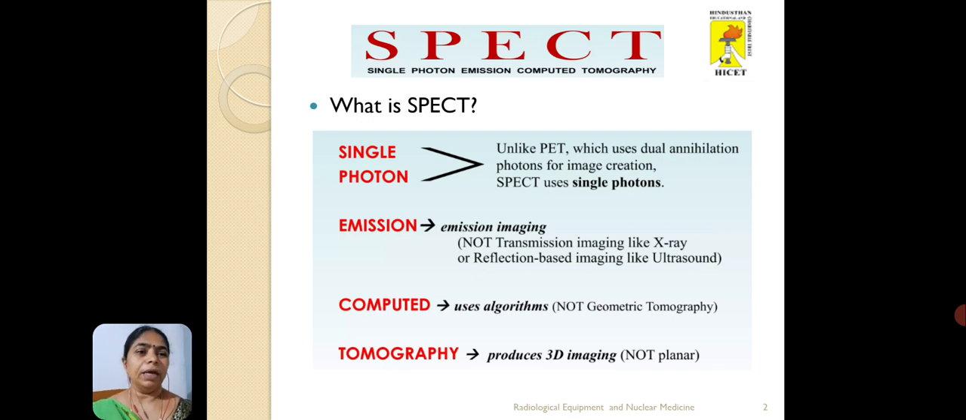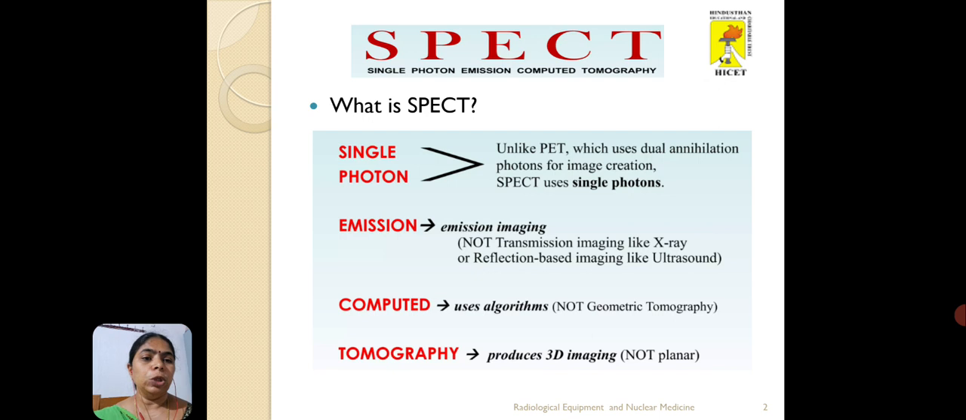For example, in X-rays we are transmitting the X-rays and recording the images based on transmission imaging, how the X-rays are absorbed by the organs. In ultrasound imaging we use reflection-based imaging: how much the sound waves are absorbed by the organs and how much is reflected. Instead, in SPECT we are taking emission imaging. Emission in the sense something is emitted.